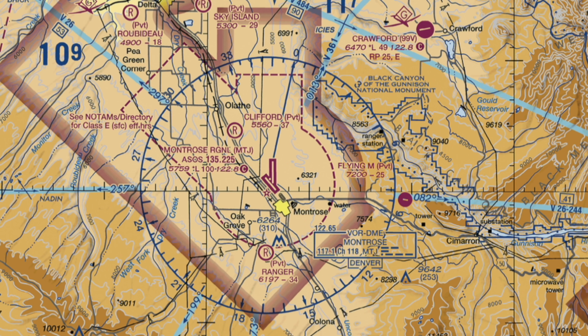Now, I want you to understand the three different scenarios that you have with Class E airspace. The first is when Class E airspace begins at the surface. This is indicated, as I mentioned, by the dashed magenta line around the airport. It starts at the surface. You will always need authorization from air traffic control when you see a dashed magenta line, Class E airspace beginning at the surface.